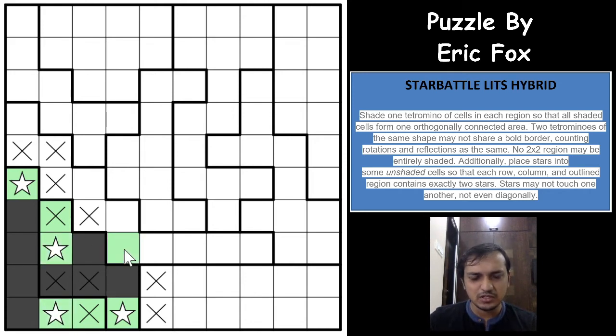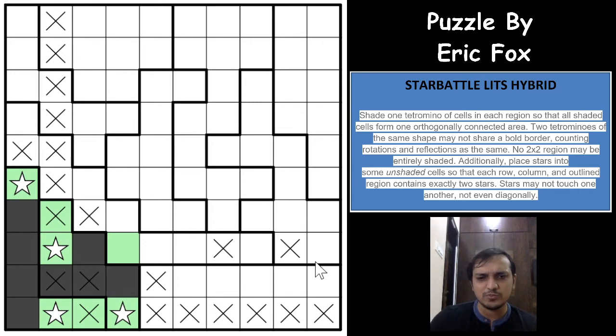So this cannot be a tetromino cell because you form a 2 into 2 group of shaded cells, and I can mark these cannot be a star, these cannot be stars, and you need 2 stars in these 5 cells, which means these 2 cells cannot be a star. Easy.